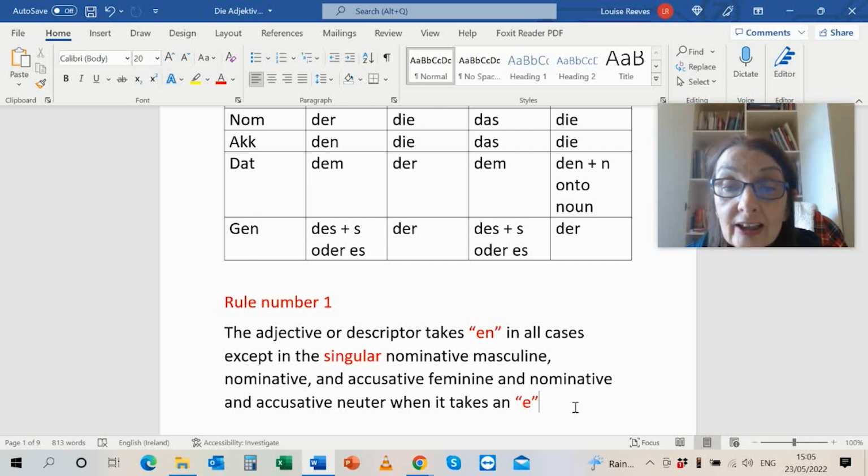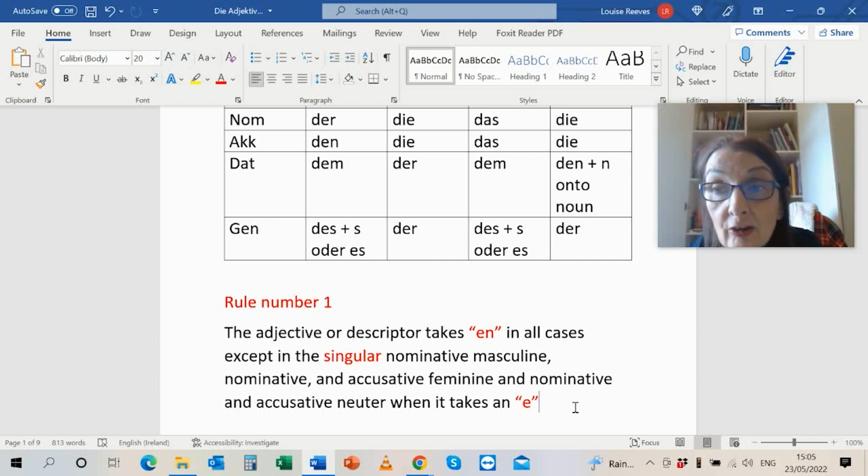So you'll see in a minute what that looks like on the shape. I'll go through that again. The adjective or descriptor takes en. So you have a high possibility with en of getting it right in all cases, except in the singular nominative masculine, nominative and accusative feminine, and nominative and accusative neuter, when it takes e.